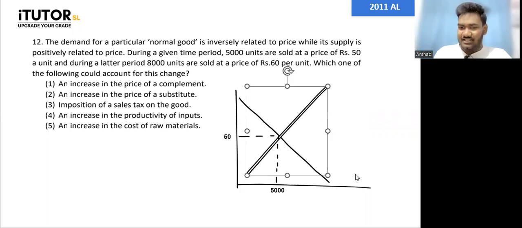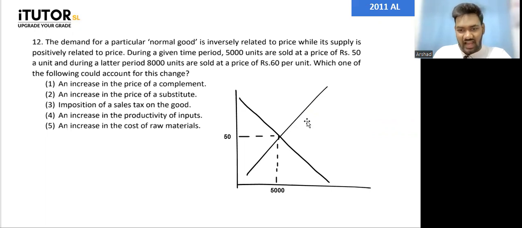Supply curve is upward sloping, demand curve downward sloping. I draw a small equilibrium point and say at price 50, earlier people bought 5,000 units. That's the first half of the question. Then they are saying during a later period, right? Later period, that's sometime later, 8,000 units are sold at a price of 60. Which of the following could account for this change?